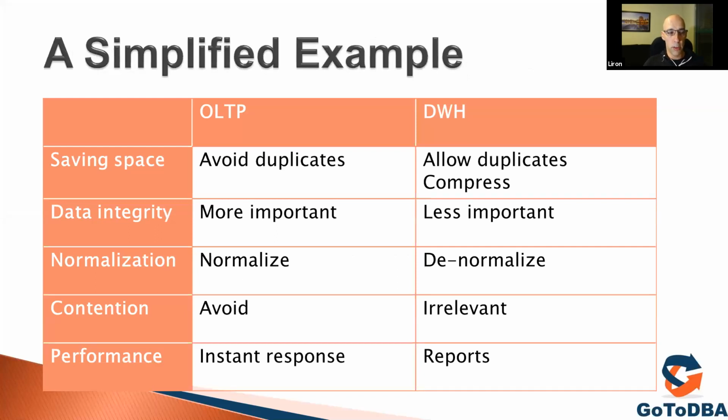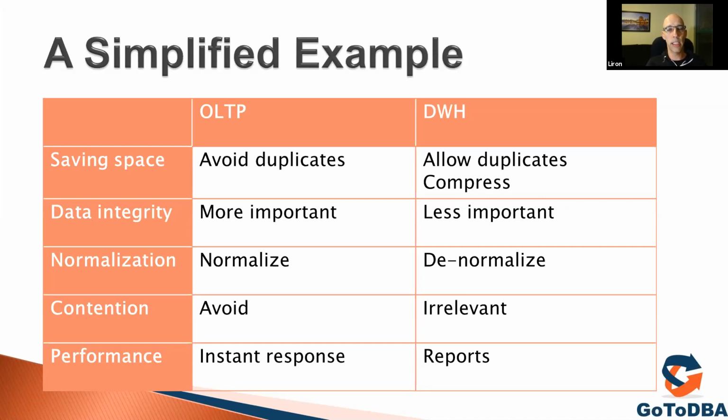A very general and simplified example of this is the classic OLTP system, online transaction processing, versus the data warehouse system. Usually when we're talking about saving space, in OLTP we would want to avoid duplicates. In a data warehouse, we don't care about duplicates that much, and we will compress them. Data integrity in OLTP is more important. In a data warehouse, it's less important.